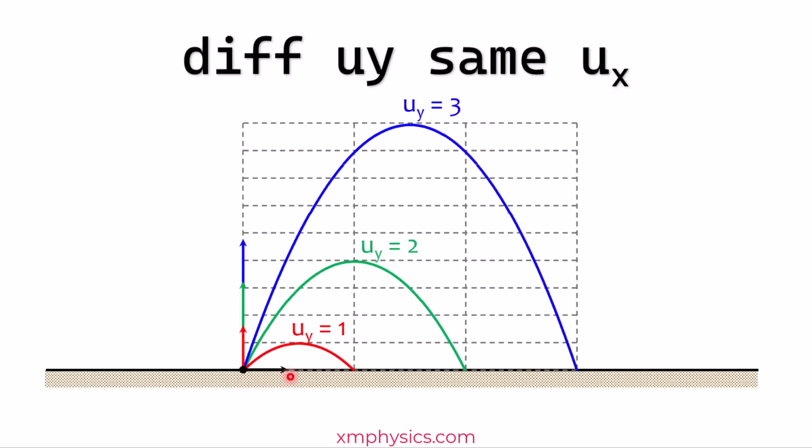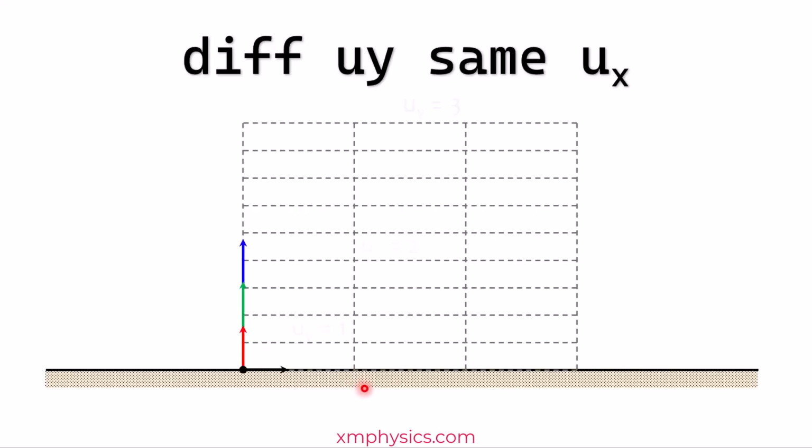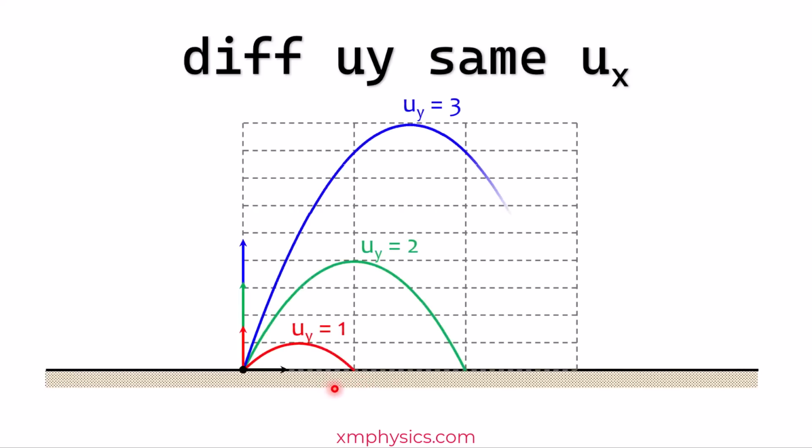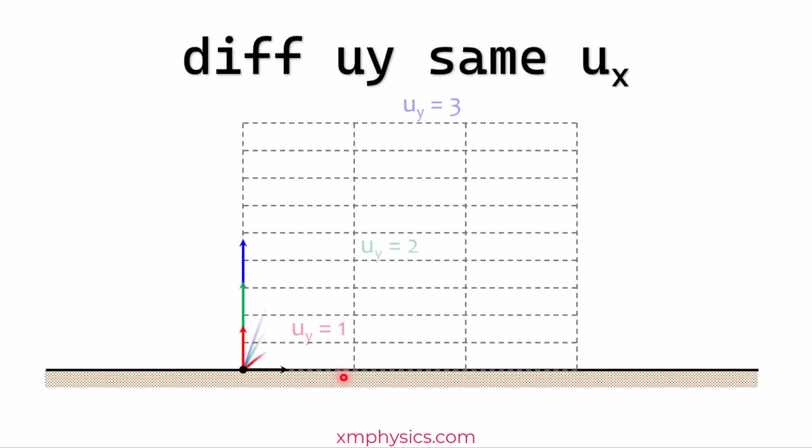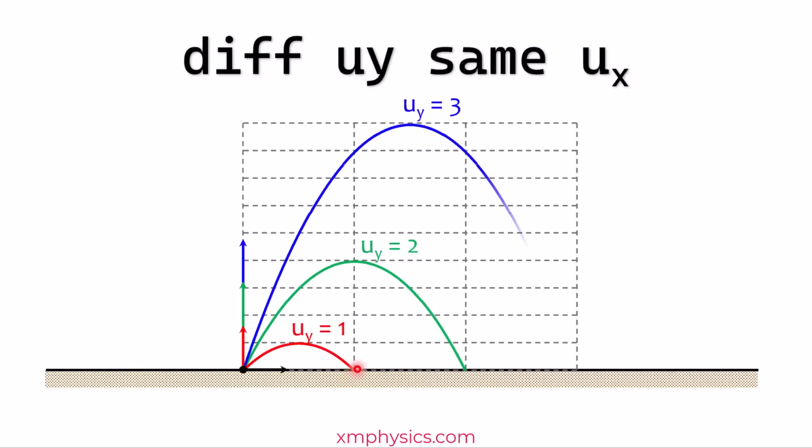Even though they move forward at the same speed, they spend different times before they land. Yeah, so you can see they all move forward at the same speed. It's just that the red one lands very soon, and the blue one lands after the longest amount of time.